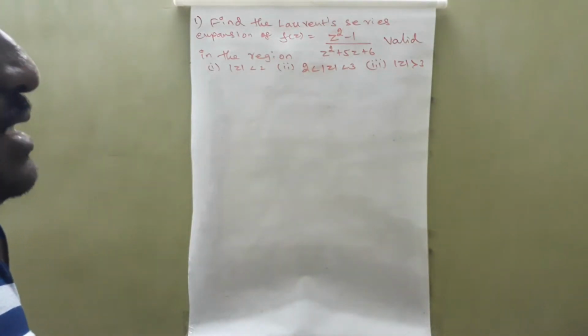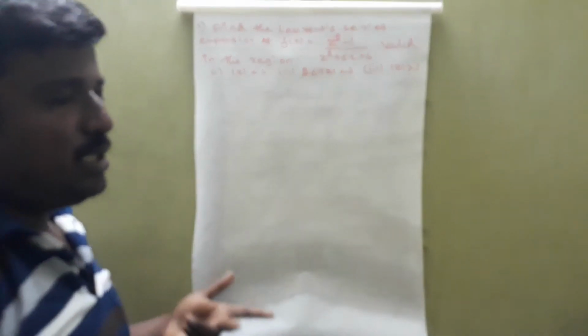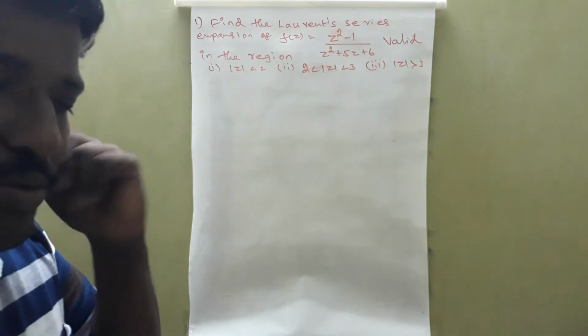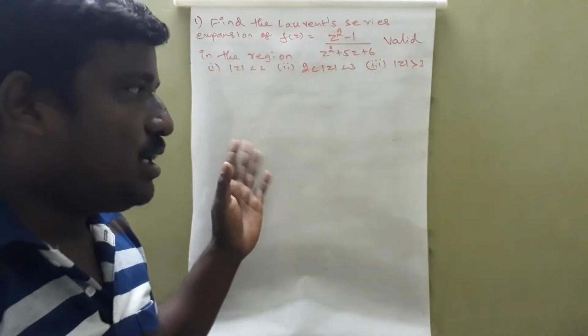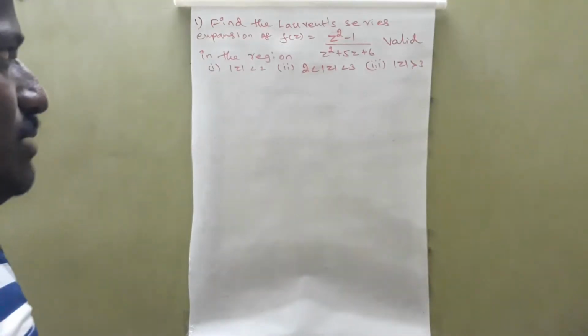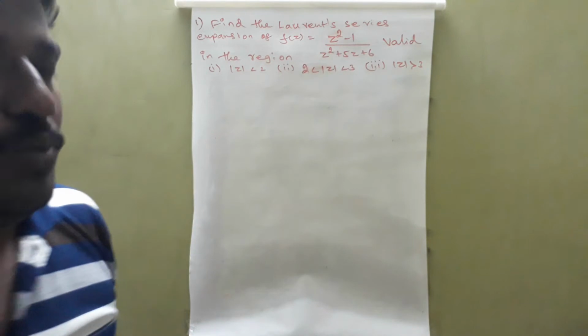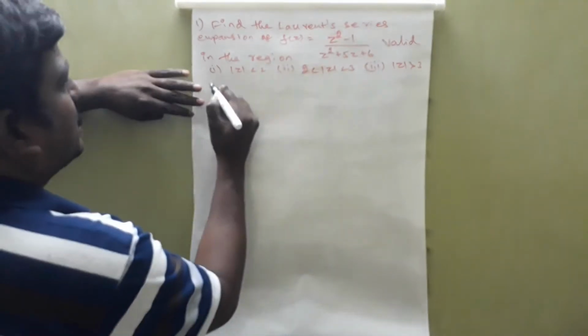Stage 1 is I have to apply the partial fraction. Stage 2, I have to apply the formulas 1 by 1 minus x or 1 by 1 plus x, or 1 by 1 minus something, or 1 by 1 plus something. The stage 1, I have to apply the partial fraction for the given one. First find the partial fraction.